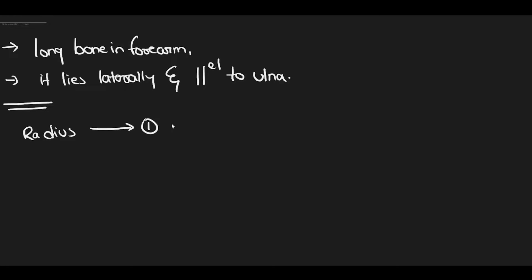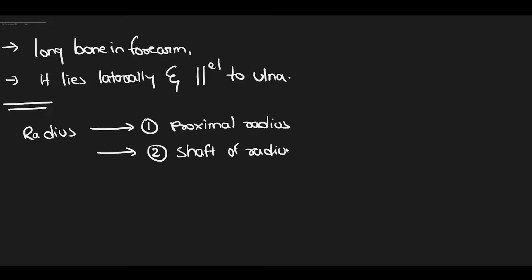The first one is proximal radius, the second one is shaft of radius, and third one is distal radius. Okay, now we are gonna discuss each and every part in detail. Let's first discuss the proximal radius. Okay, now keep a side heading in your notes: proximal radius.